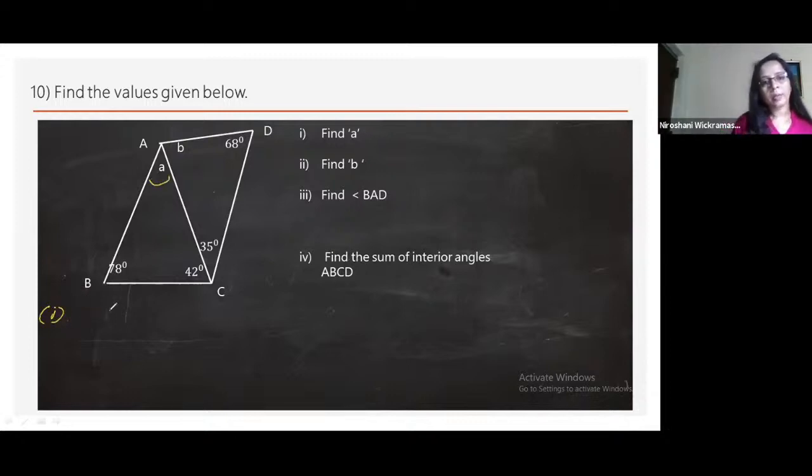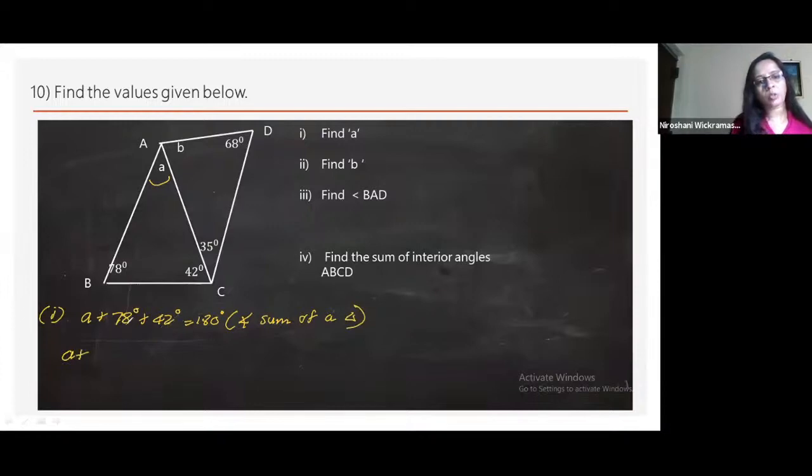Find A. A plus 78 plus 42 equals 180, the angle sum of a triangle. Then A plus 78 and 42: 2 and 8, 10, 1 remaining, 8 and 4, 12, so 120 equals 180. A equals 180 minus 120, A equals 60.